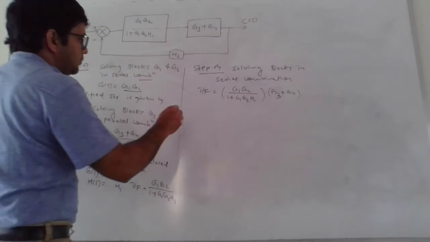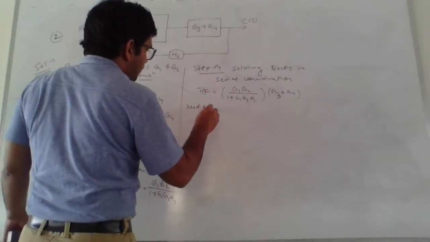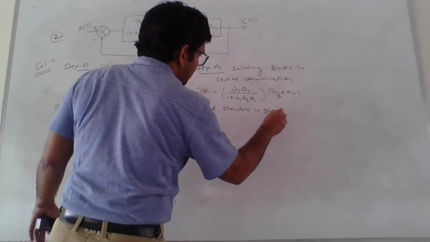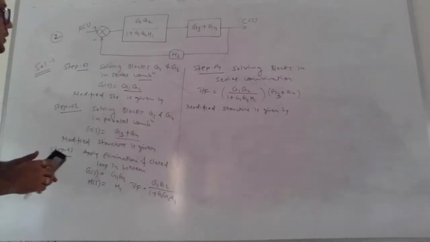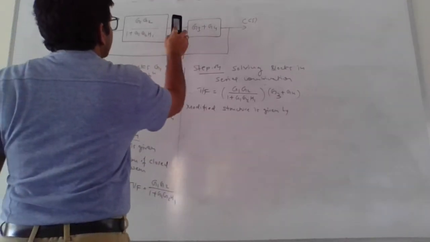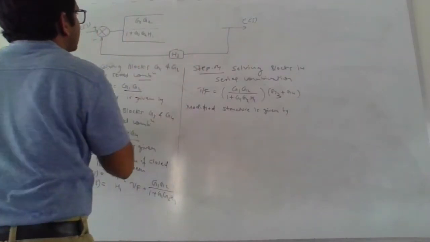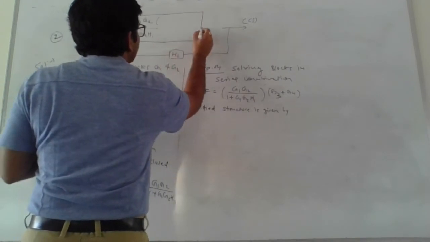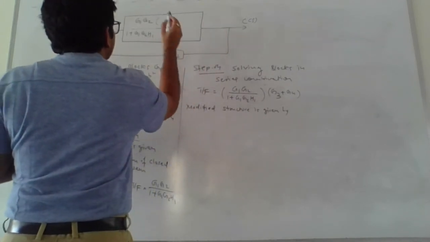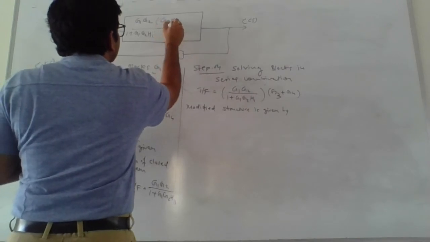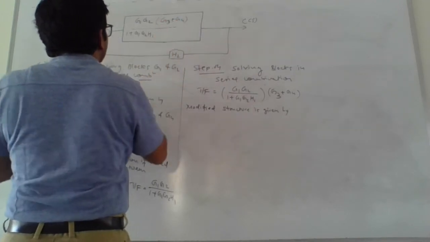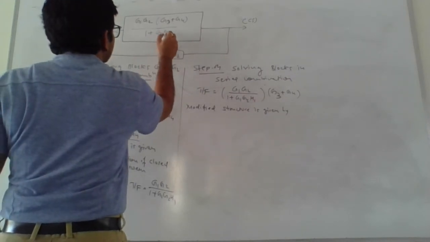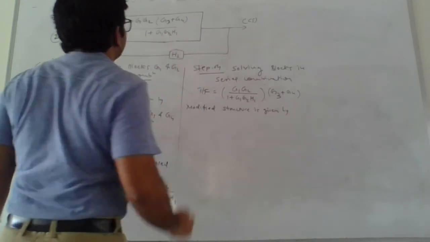So modified structure is given by, what will be the modification? Simply we need to multiply them. So the modified structure is like this. So it is simply the multiplication of these two now. So here we are having G3 plus G4, and in denominator we are having 1 plus G1 G2 into H1.